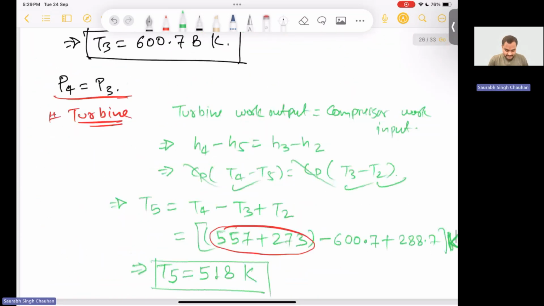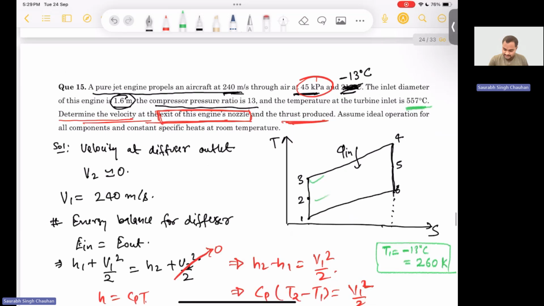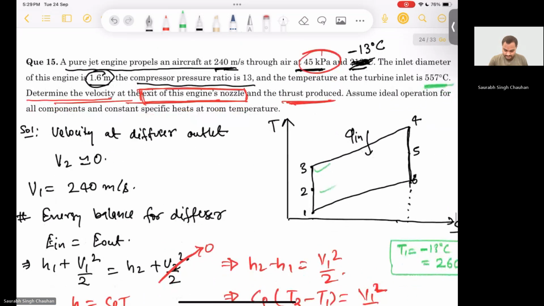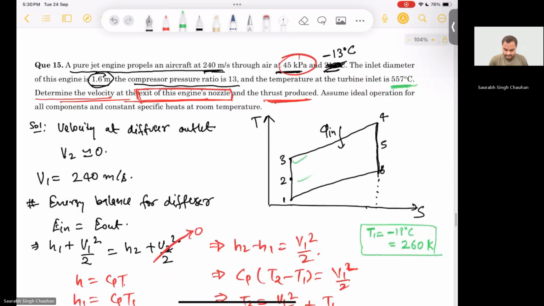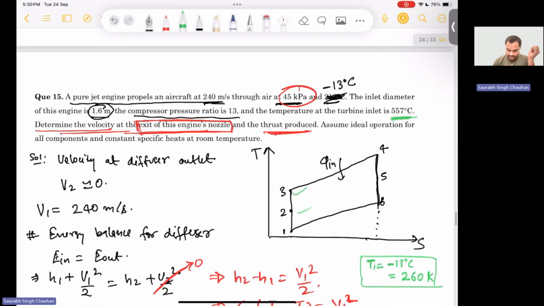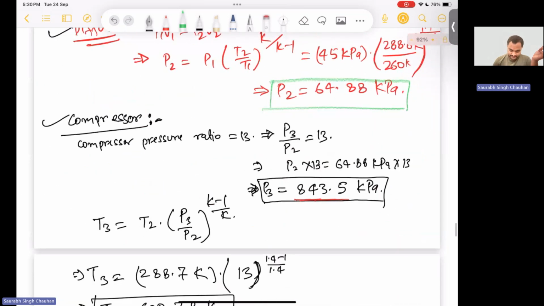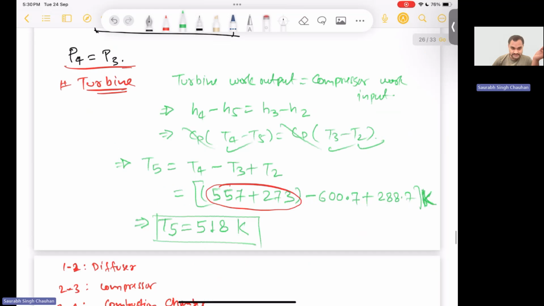So I hope this is clear. This was question number 15. So when you solve a numerical question, all the processes become clear. Okay. So if you are able to solve the numerical questions, the subjective questions, then the objective questions are easy to solve. Okay.